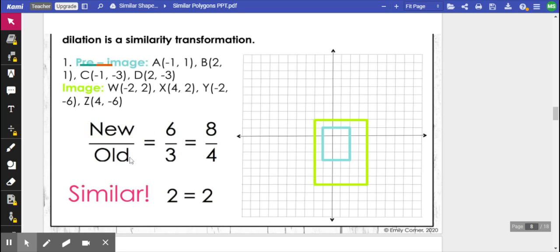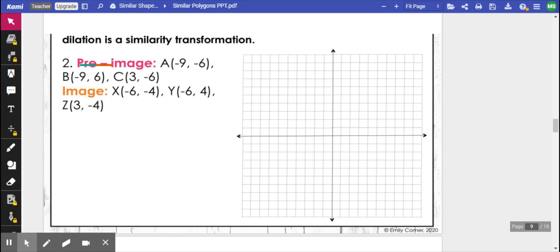So if you think about new compared to old in what is called a proportion right here, you would see that from the larger image, the new one, compared to the old one, 6 to 3, that's double the size. And 8 to 4 for the length is also double the size, meaning our scale factor is equal to 2. And you can see that both of these fractions are equal to each other. And remember, a proportion is just when you have 2 fractions set equal to each other.